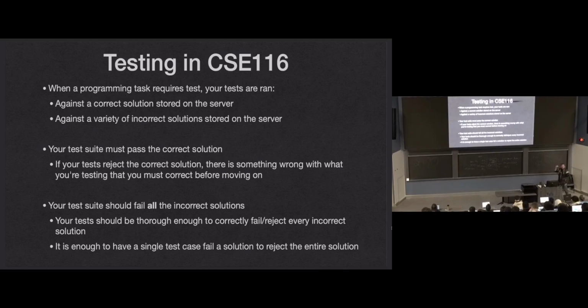Then your tests are going to be run against multiple incorrect solutions. For these incorrect solutions, your tests need to fail each one of them. So we want your tests to be good enough, thorough enough, robust enough to be able to say, no, all these are wrong. All those incorrect solutions are incorrect. Your tests need to be able to distinguish between correct and incorrect. So this is how we're doing it in Autolab.